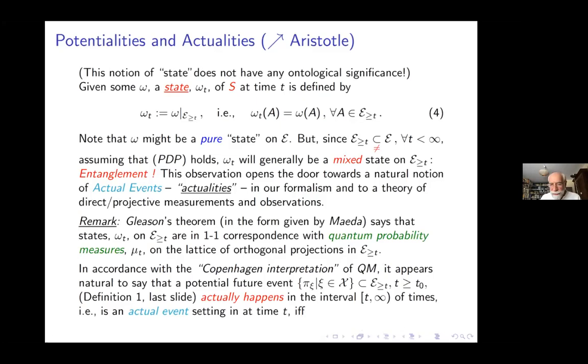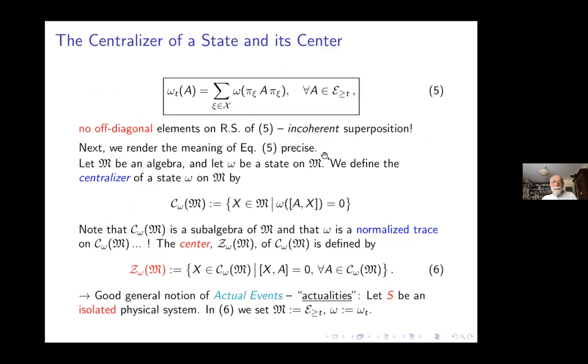In other words, that it becomes an actual event setting in at time t, if and only if the state omega sub t, as a state on the algebra E greater or equal to t, looks like an incoherent superposition of states that belong to the ranges of these projections pi sub xi that form the partition of unity. So in this equation 5, the right-hand side doesn't show any off-diagonal elements, so it describes an incoherent superposition of states.